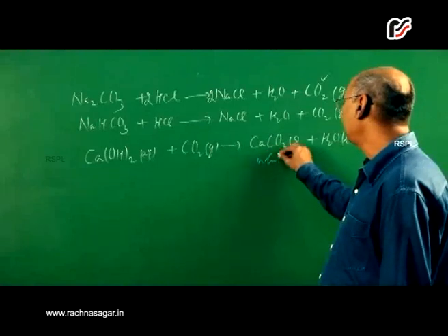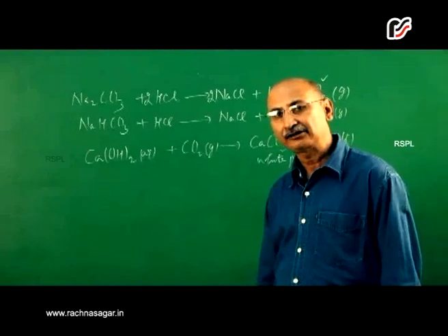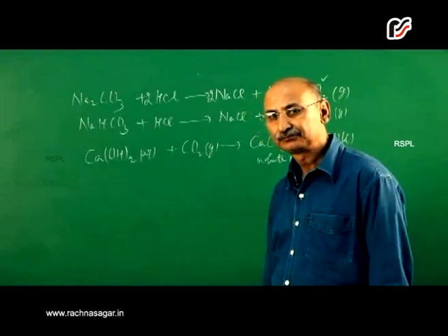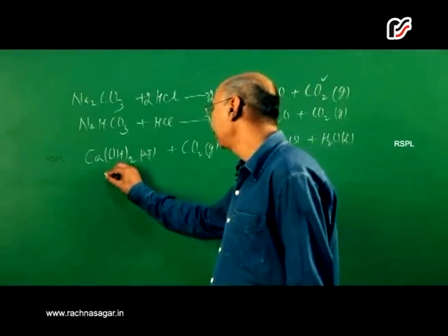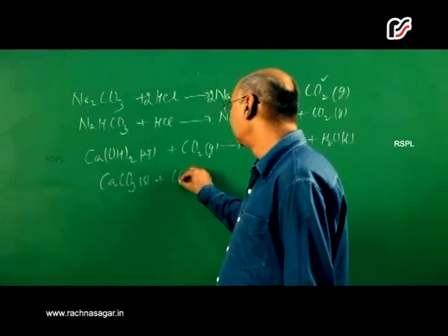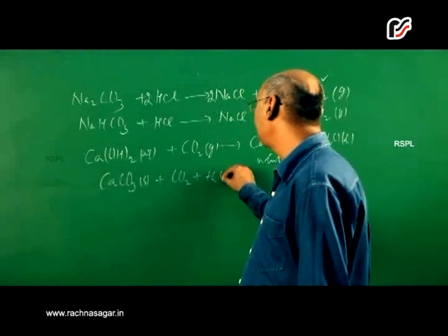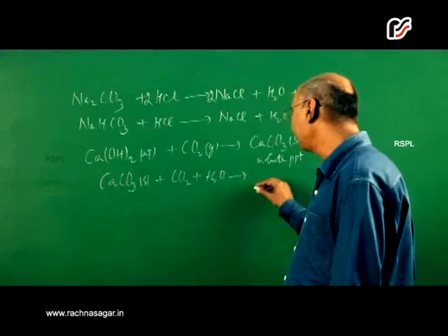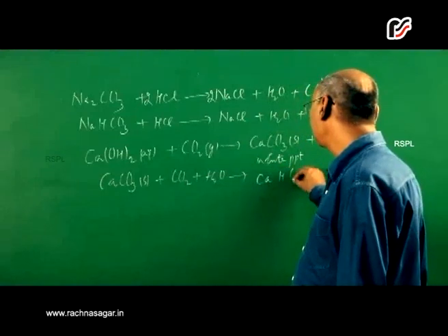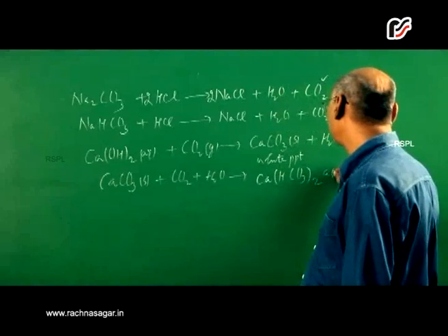This is a white precipitate. Now what will happen if we pass carbon dioxide in excess? The milkiness disappears. Why does the milkiness disappear? Because calcium bicarbonate will be formed. That is right. When we pass carbon dioxide gas in excess, the milkiness disappears, due to the formation of calcium bicarbonate.